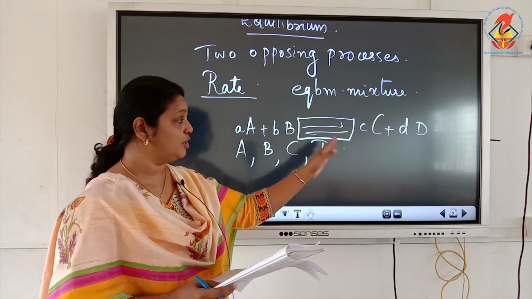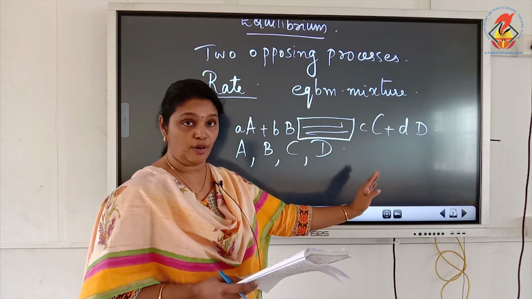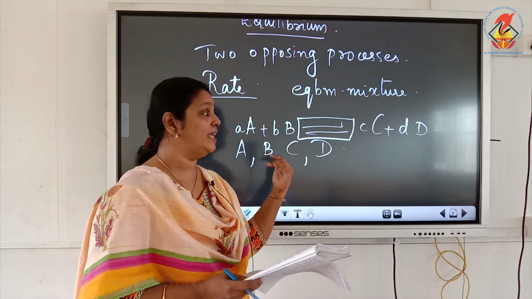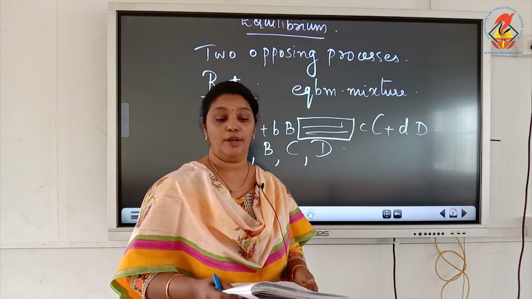When forward reaction takes place, capital A and B are the reactants, capital C and D are the products. When backward reaction takes place, capital C and D are the reactants, capital A and B are the products.